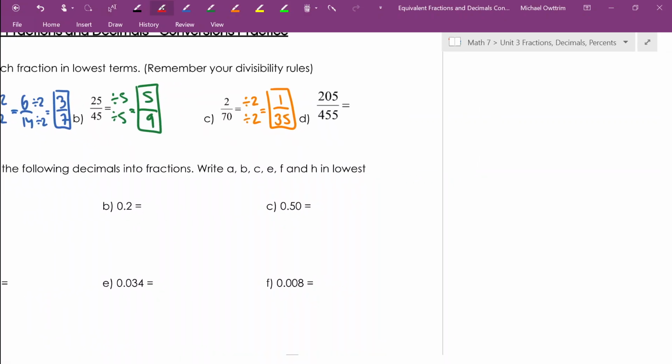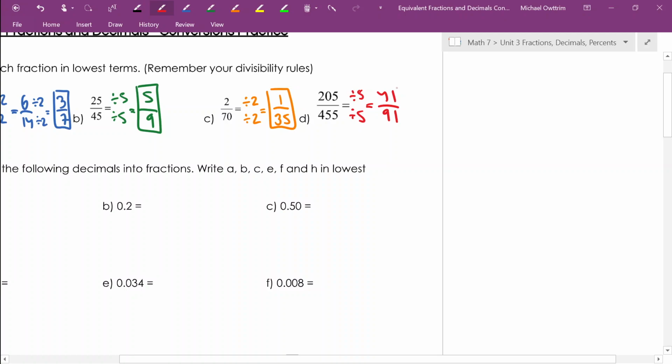And then with something like 205 over 455, we need to just simplify as much as we can. So they do both end in 5. I'll start by dividing by 5. 5 goes into 20 4 times, and then 5 goes into 5 1 time. On the bottom, 5 goes into 45 9 times, and 5 goes into 5 1 time.